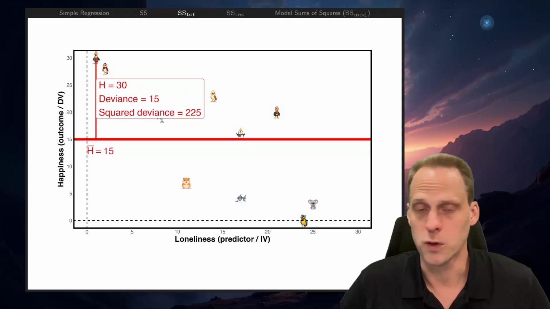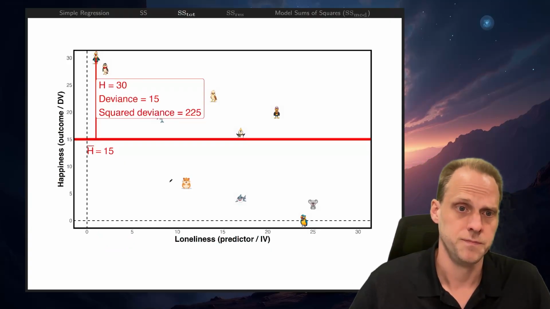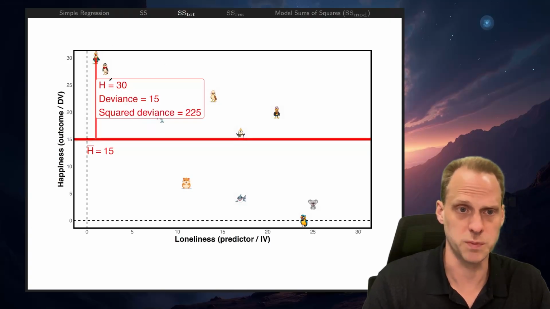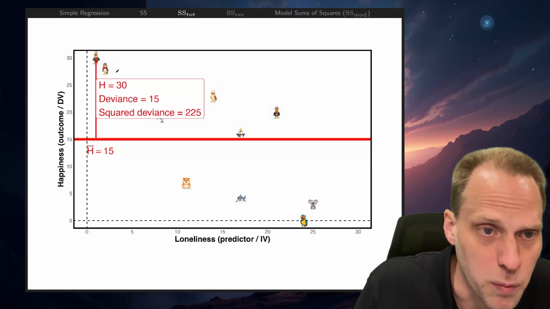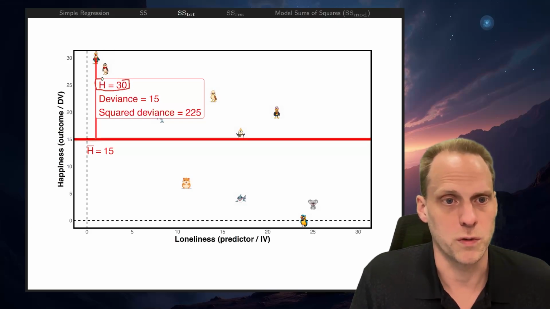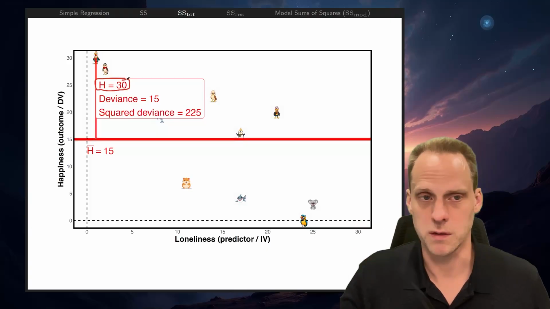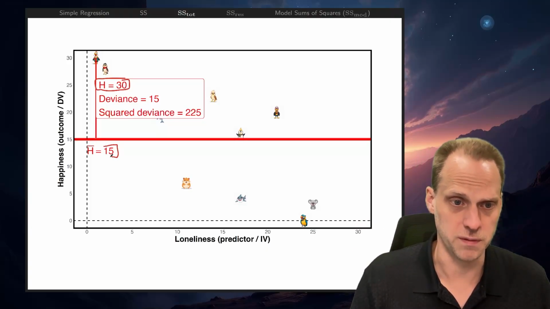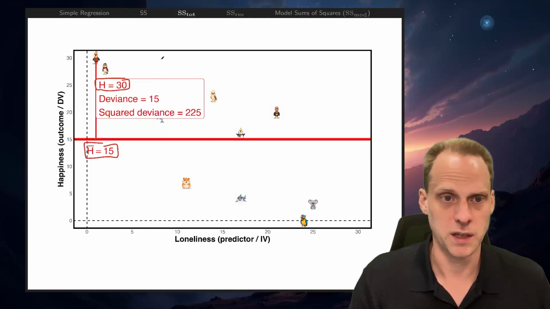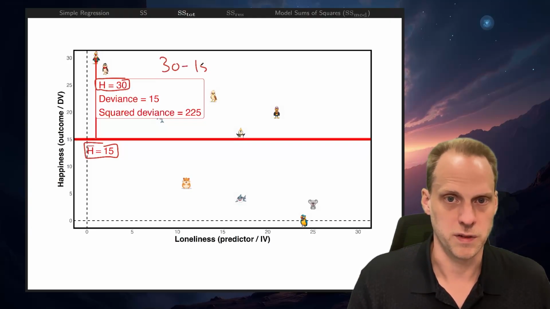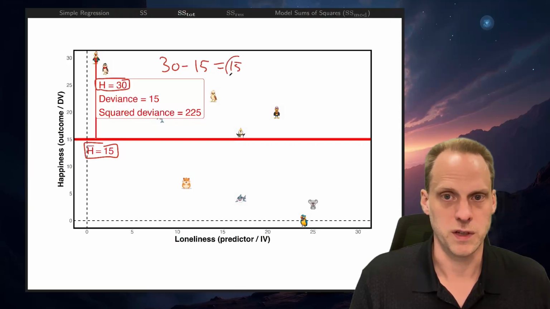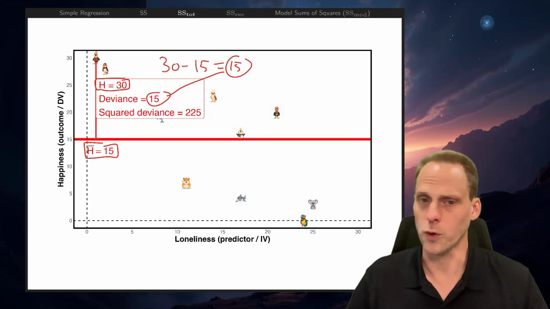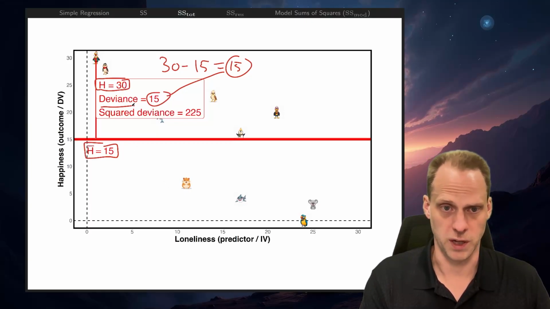What we can do is we can look for every individual in our data, basically this distance between the mean and their score. Right, so this person is, a bird in this case, at a happiness score of 30, like a super happy bird, really happy, great bird, which is much higher than this mean of 15. How much higher? 30 minus 15 equals 15. 15 points higher, exactly. That's what we call the deviance of the line.